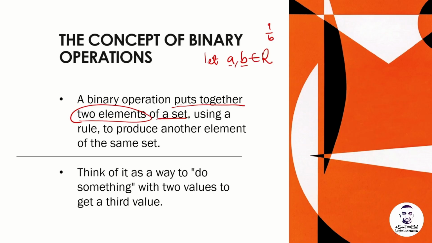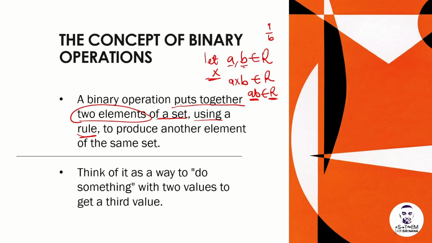Now we want to use a rule. So let's say the rule is multiplication. So we'll put the two elements together, A multiplied by B, and then what that gives us is also in the real number system, because we know that AB also belongs to the real number system. So binary operation puts together two elements, A and B for instance, of a set using a rule. So the rule here is the multiplication to produce another element, which is AB, of the same set, which is the real number system as well.